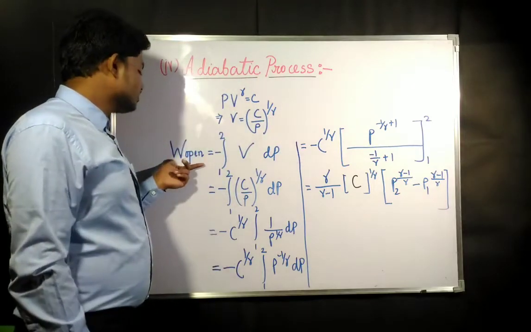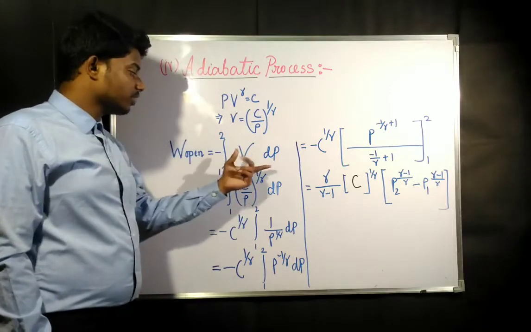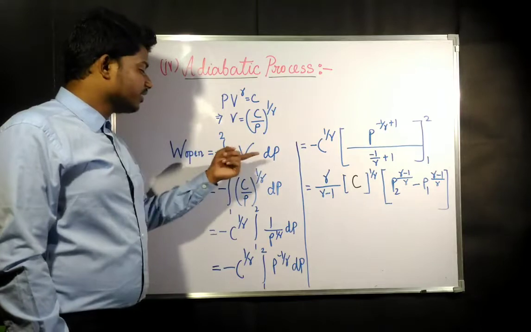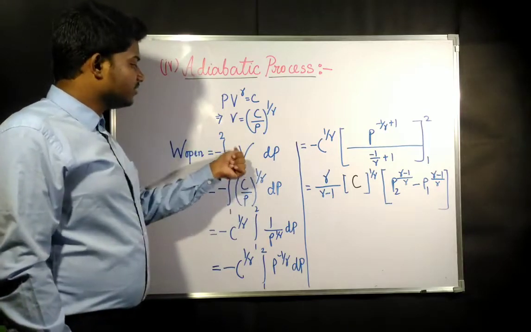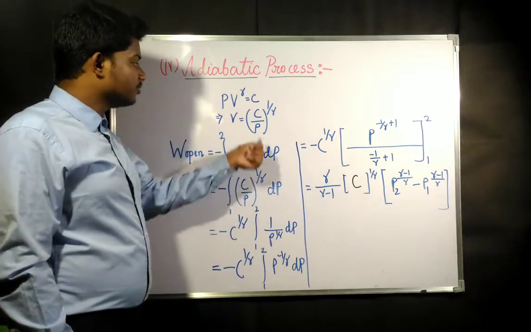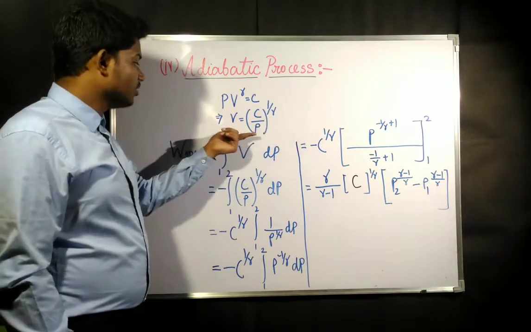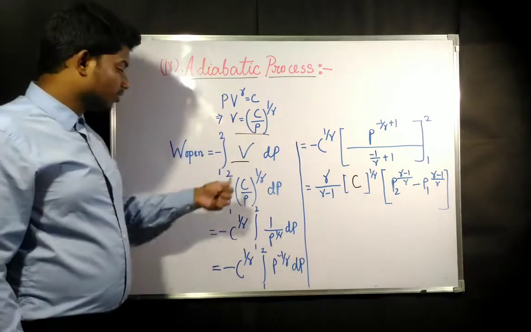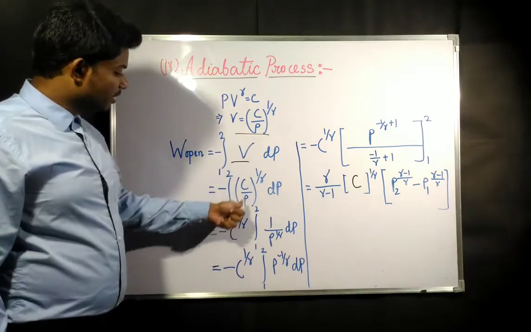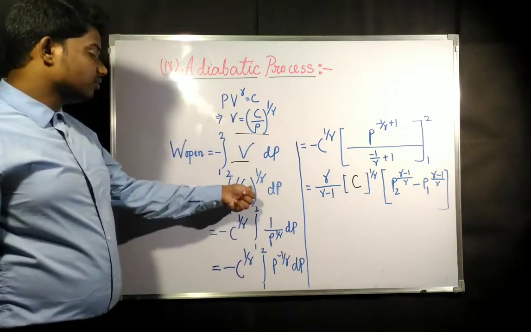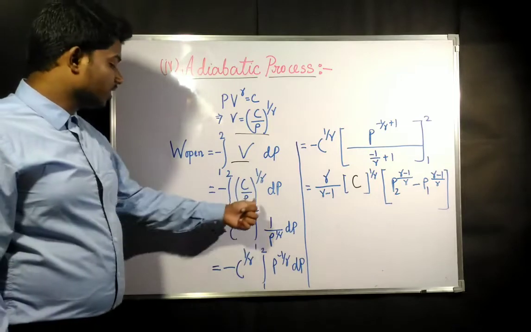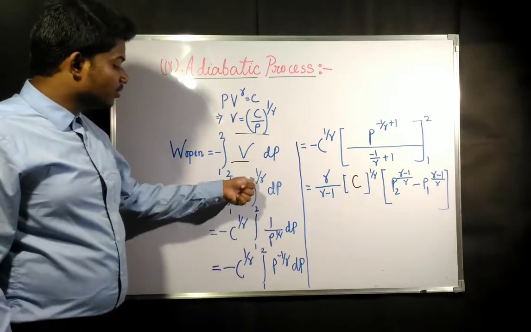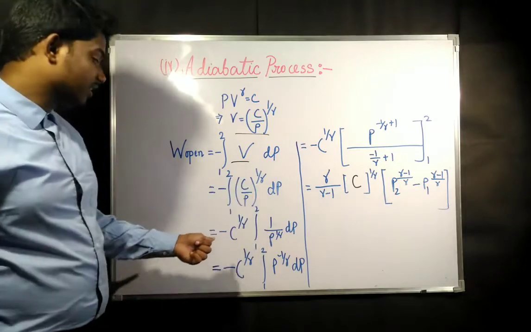Now this is the work done expression for the open system, which we are discussing for these processes: minus integral 1 to 2 V dP. Now again this V is replaced by (C by P) to the power 1 by gamma. We have replaced this V with this. Now from here, C to the power 1 by gamma is constant, so we are taking out C to the power 1 by gamma. The negative sign is already there.